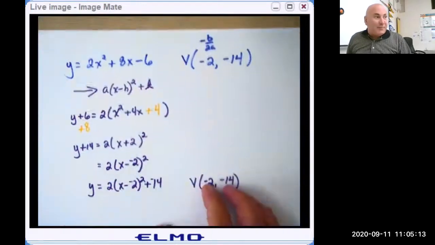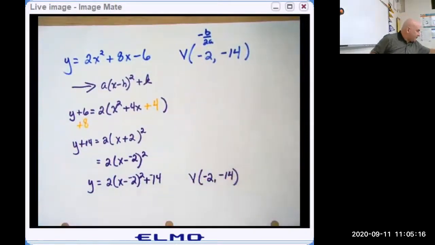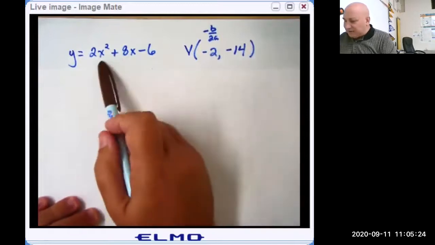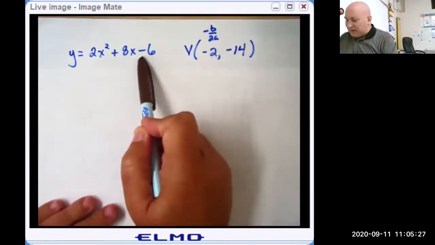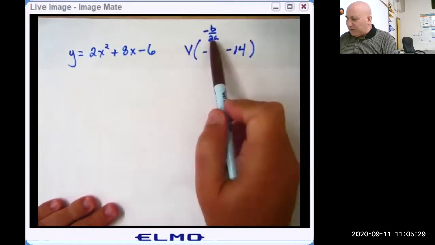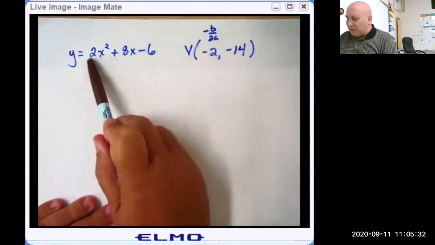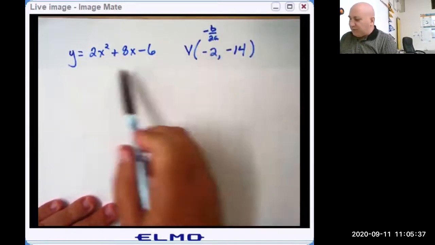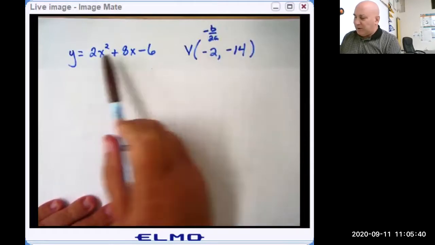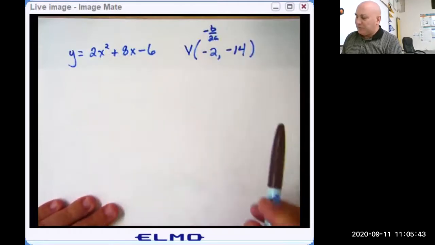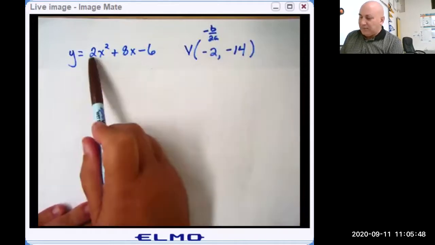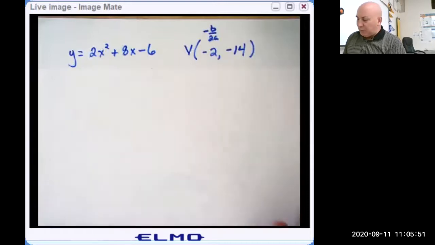So let's work through an example. So here we are in ax squared plus bx plus c format. To find the vertex, we go negative b over 2a. That's negative 8 over 4, which is negative 2. Substitute negative 2 in for x, and we get negative 14. So the vertex is at coordinates negative 2, negative 14, and because a is positive, the graph opens upward.